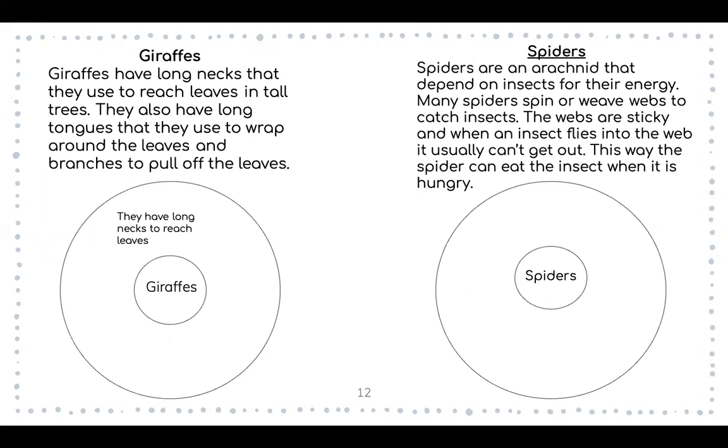I'm going to do an example with you for giraffes. So giraffes have long necks that they use to reach leaves in tall trees. They also have long tongues that they use to wrap around the leaves and branches to pull off the leaves. So all you're doing is pulling information from that text and putting it into your circle map. So on my circle map, I said they have long necks to reach leaves. I got that directly from my paragraph. Giraffes have long necks they use to reach leaves.